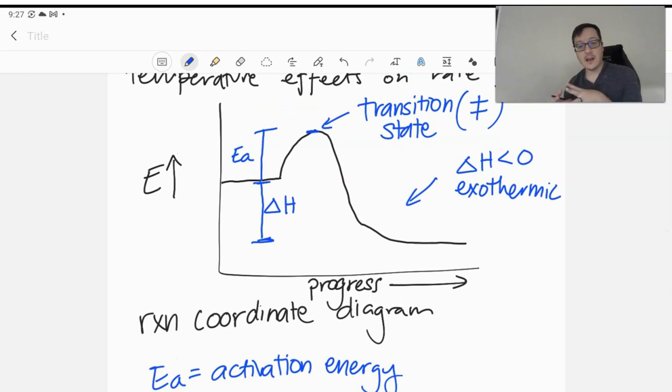With these numbers, we've already looked at delta H, right? We saw that that's the enthalpy for the reaction, the change in energy that's happening. So we've lost energy. This is an exothermic reaction, so our delta H is negative. Notice that our energy is lower than where it started at the end of the reaction. So we have a negative delta H.